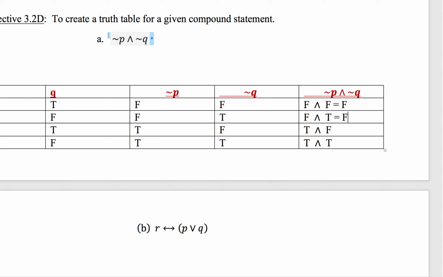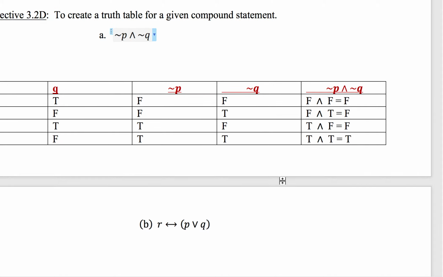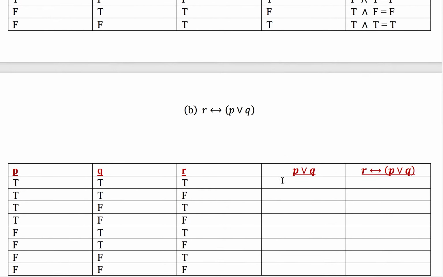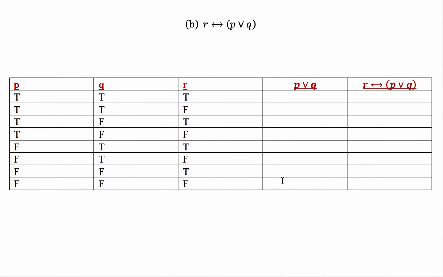False and true will also be false. True and false will be false. And the only one that's going to be true is true and true. And so remember that these last 4 are the final answers. Okay? All right, so let's go ahead and look at one that has the 3.